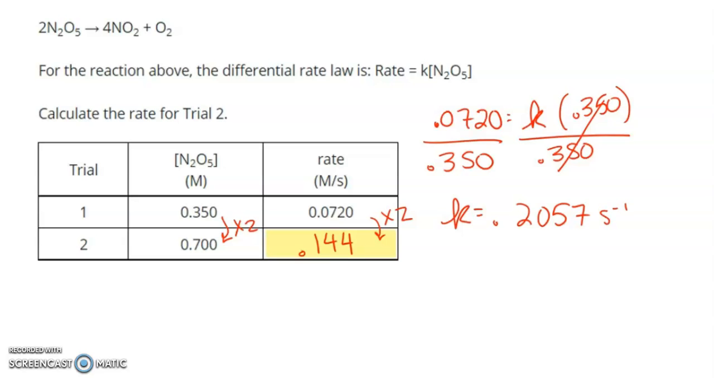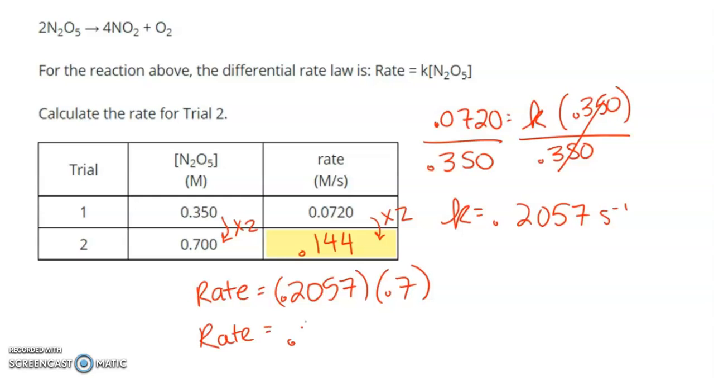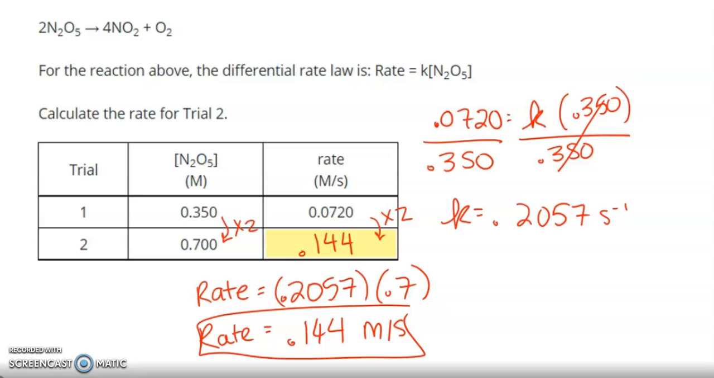Second to negative 1. So now I'm going to take k and plug it in for rate equals k, 0.2057, and I'm going to use this other concentration, 0.7. Multiply 0.2057 times 0.7, and you'll get just about the same thing as before, that rate is equal to 0.144, and that's molar per second. So either way you approach this is fine to get the rate for that other trial.